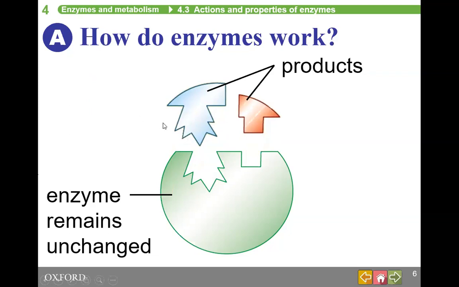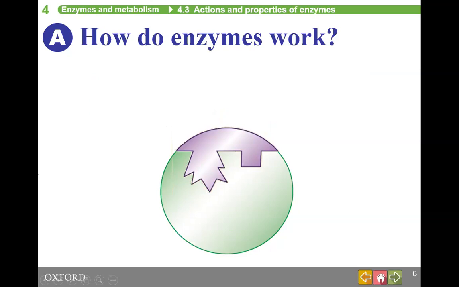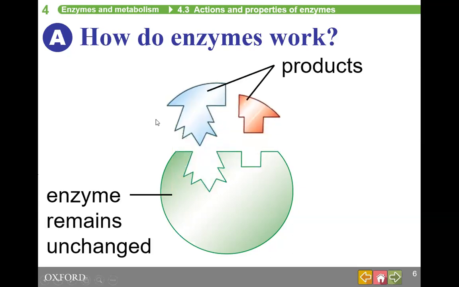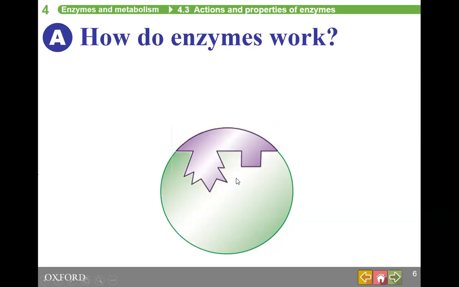And in these reactions, the large and complex molecules are broken into two smaller and simpler molecules. Okay, so this is a catabolism. The products are smaller and simpler than that of the reactants. And we can also observe that the active site of the enzymes does not change. The enzymes remain unchanged after the reactions, and can be used to bind with another substrate again.